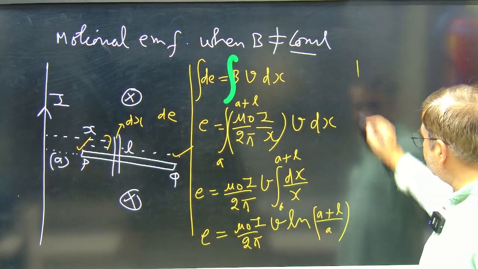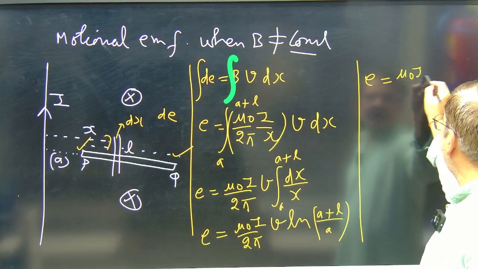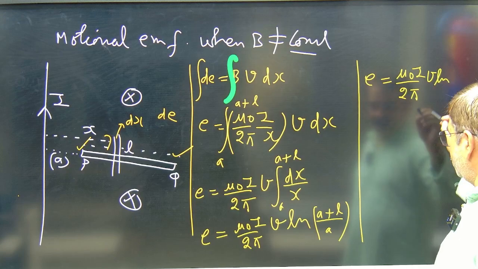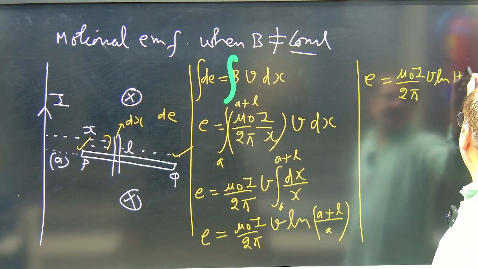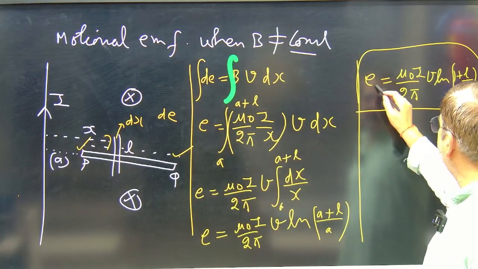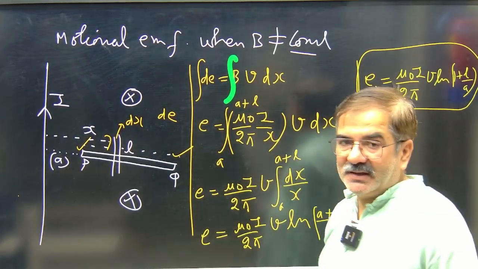Further, I can say the value will be mu naught I over 2 pi V ln of (1 plus L by a). So this result is for the EMF developed across the two points P and Q, for the rod moving like that.